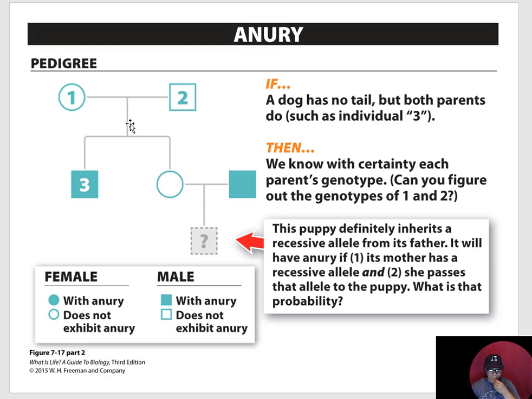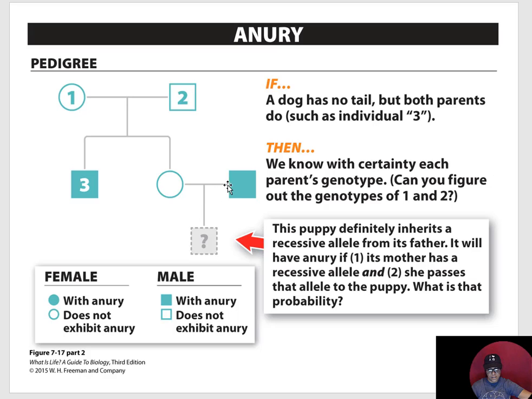So here we have the parents here, right? And we can see that here is the female, not filled, she has a tail. Here is the male, not filled, he has a tail. However, we have two offspring here. One is a male, and it does not have a tail. We come over here, we have a female, and she has a tail.